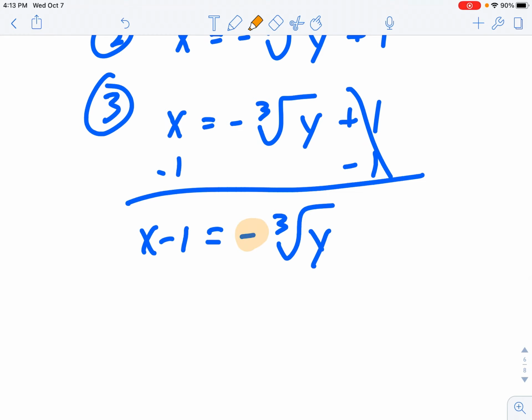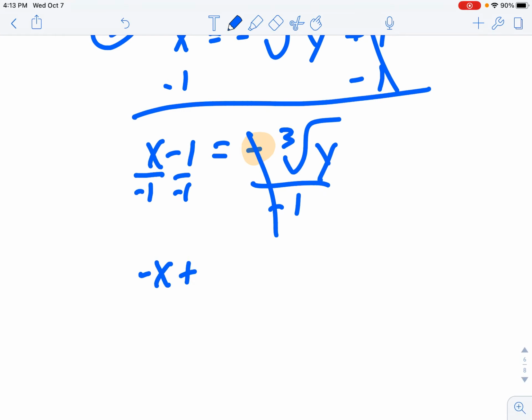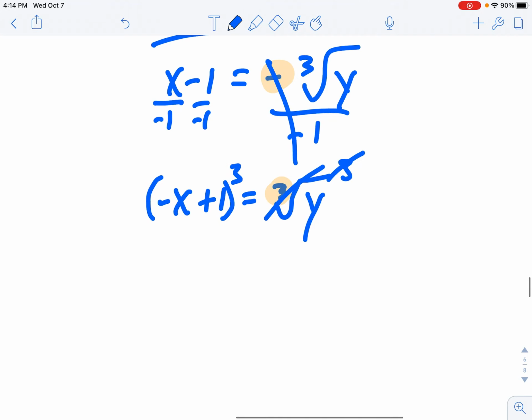What do I do with this negative sign? Well, you divide by negative 1, cancel it out, and then you have to divide this side by negative 1, and you get negative x plus 1 equals the cube root of y. Is y isolated now? No, we got to cancel out the cube root. You do that with a third power. Now we have to do the other side with a third power. Put this whole thing in parentheses, raise it to the third power. This cancels out, and we get y equals the negative of x plus 1 cubed.